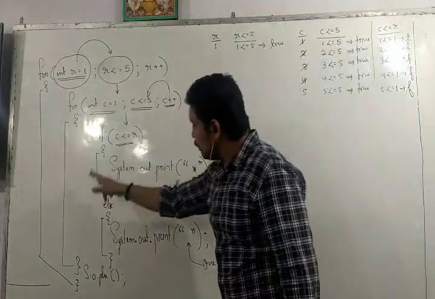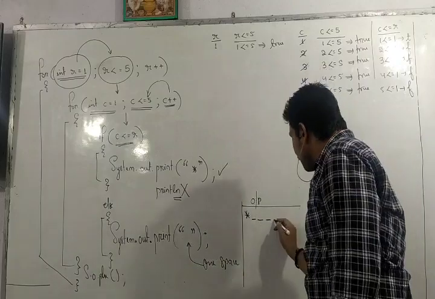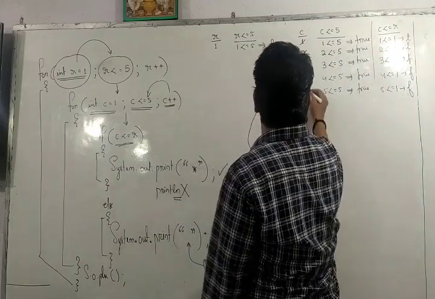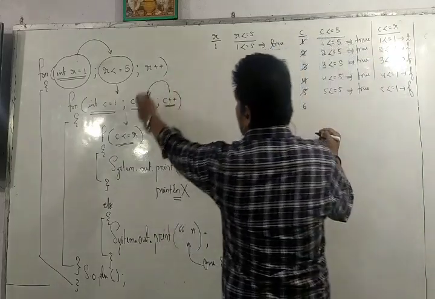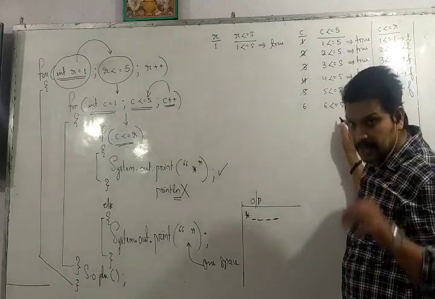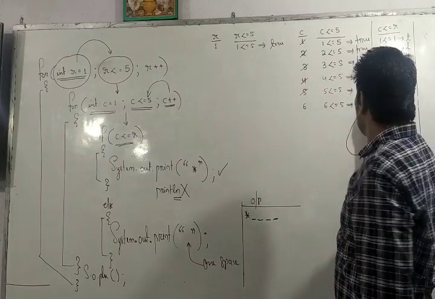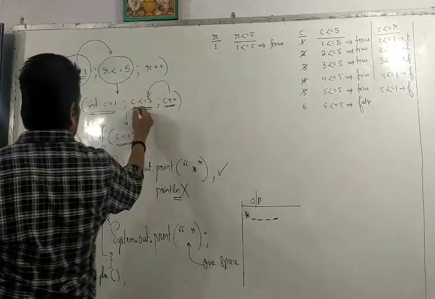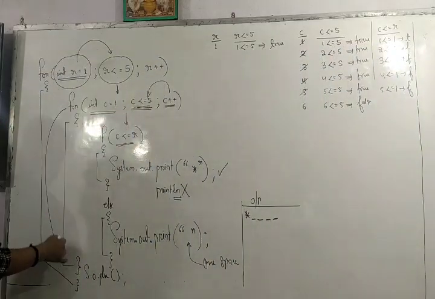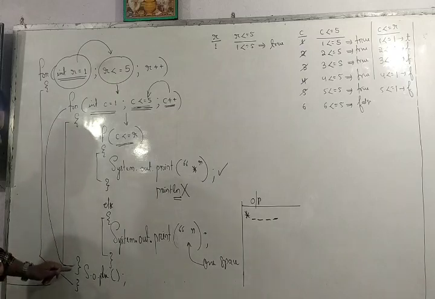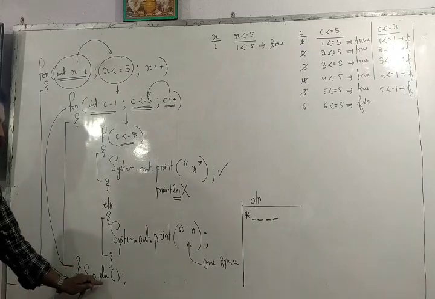If it is false, the control will go to the else part and it will display one space. Then C++ is 6. Is 6 less than or equal to 5? 6 is less than 5, no. 6 is equal to 5, no. So we will get false. If it is false, the control will go out of the body of the inner for loop. Okay, clear?